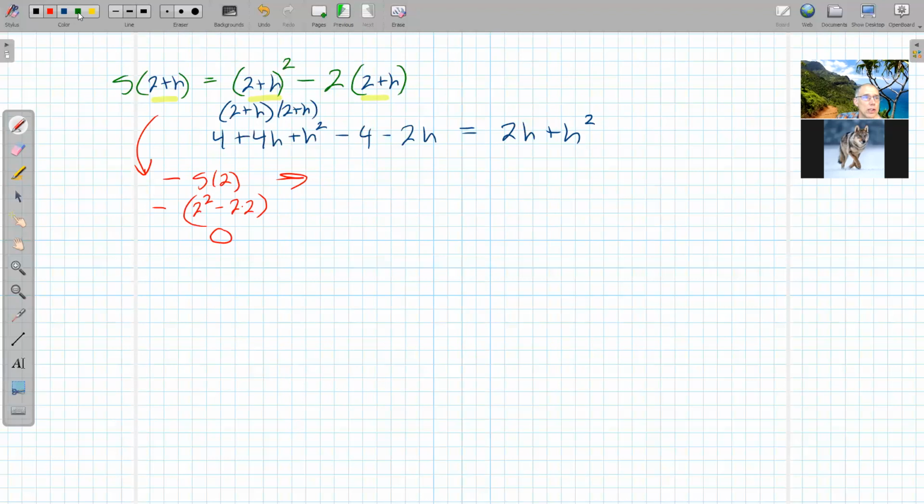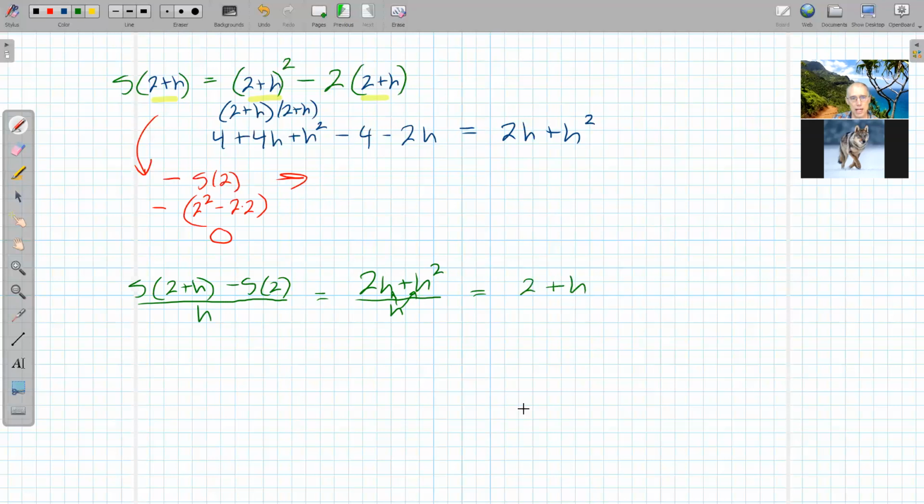So again, our difference quotient, our average rate of change, S of 2 plus H minus S of 2 all over H gives us 2H plus H squared for the numerator divided by H. And that's kind of nice because the H's are going to divide out here and here. And so that's going to give us 2 plus H. All right, and this is similar to a problem we did the other day. A little algebra tips from here to here.